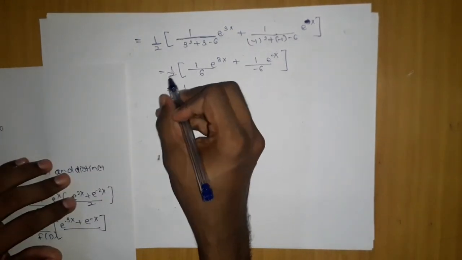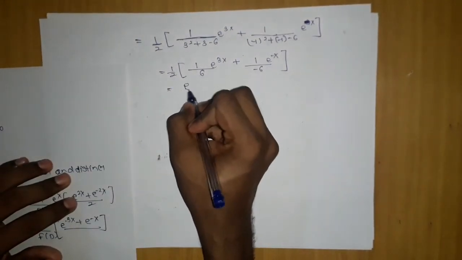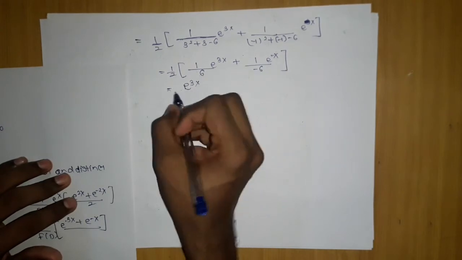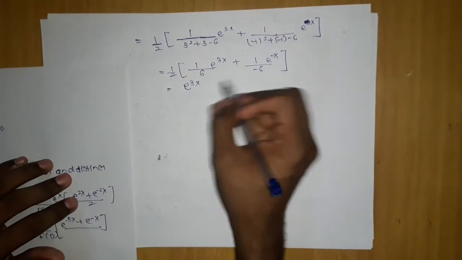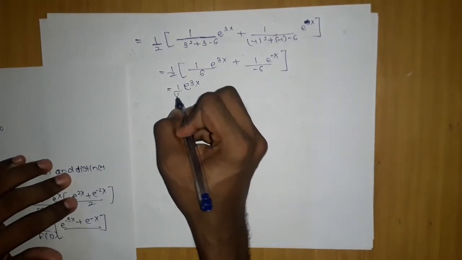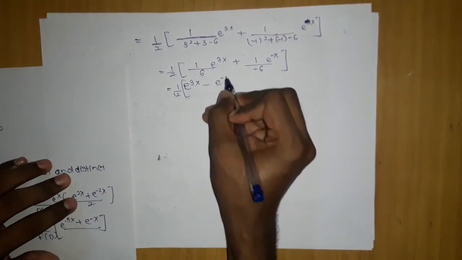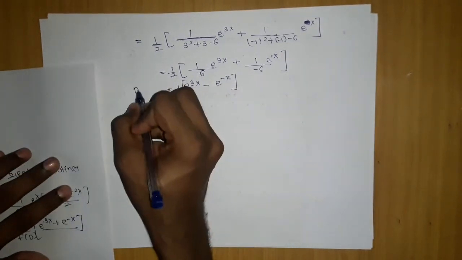We will stop here and multiply this 2 inside, which will give us the final answer e to the power 3x, and this 6 and minus 6 will move; this 6 in the denominator we will move outside, which will become 12. Here minus e to the power minus x. This is our required particular integral.